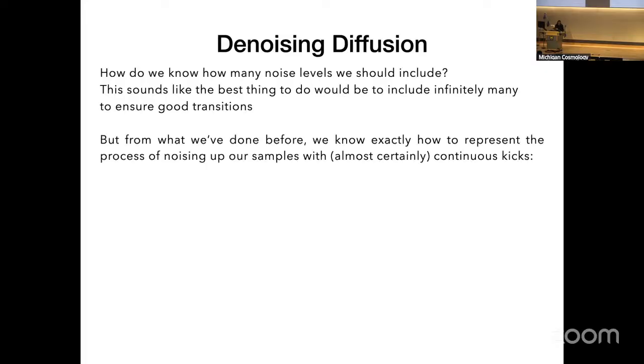But from what we've done before, we know exactly how to represent the process of noising up samples with almost certainly continuous kicks, right? This is a Langevin equation. So I can just noise up my data by adding noise to it up to the point where it becomes just a Gaussian distribution, basically. And I know how to represent this, because it's the process of noising by adding noise to my data. That's just a Langevin equation. So this is the equation that we talked about a lot.